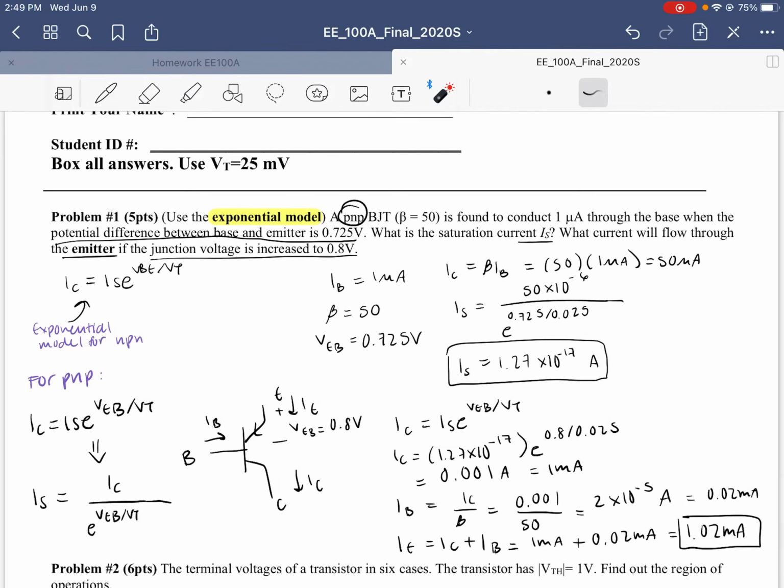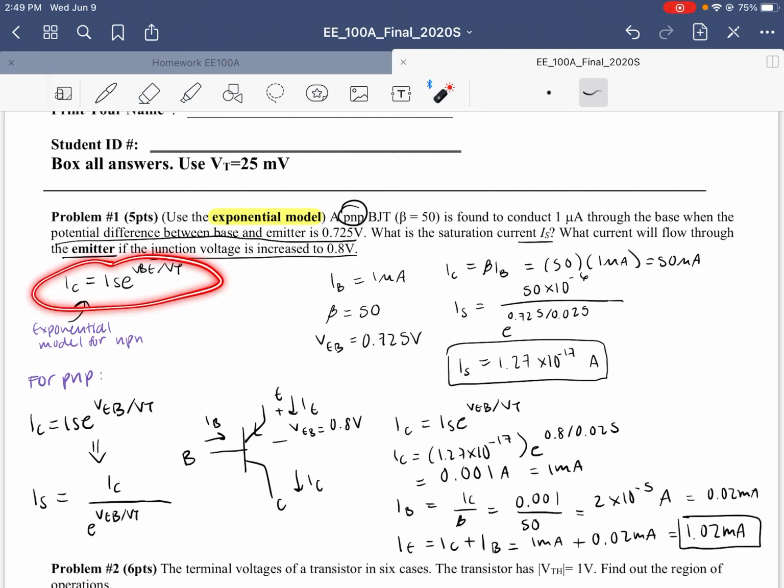So we're going to be solving problem number 1 from the first practice midterm. It says a PNP BJT with beta equal to 50 is found to conduct 1 microamp through the base where the potential difference between the base and the emitter is 0.725 volts. It asks to find the saturation current IS. And the problem also says to use the exponential model.